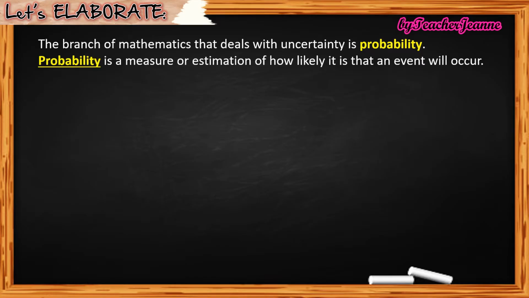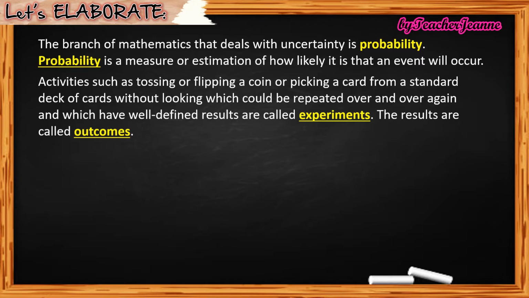Now, the branch of mathematics that deals with uncertainty is probability. Probability is a measure or estimation of how likely it is that an event will occur. Activities such as tossing or flipping a coin or picking a card from a standard deck of cards without looking, which could be repeated over and over again and which have well-defined results, are called experiments. The results are called outcomes.